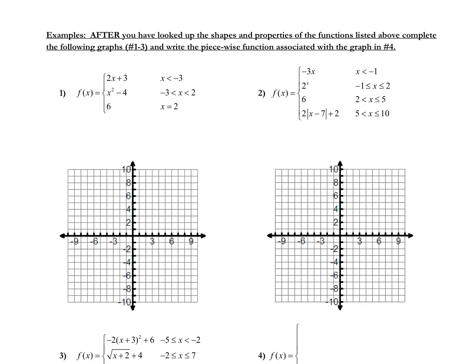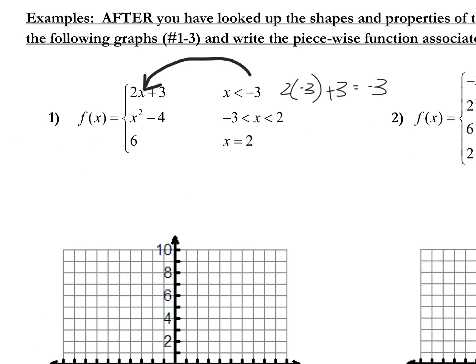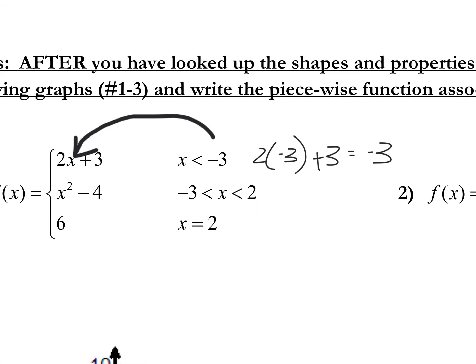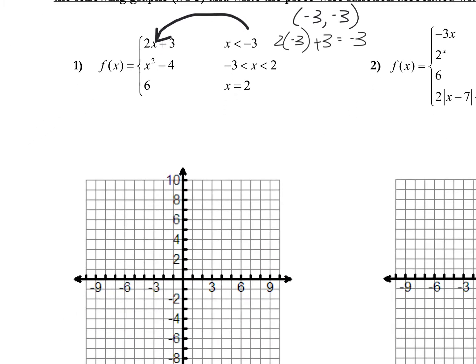So the way I'm going to start kind of tackling this is I'm going to take -3 and I'm going to plug it into the equation. So when I get 2 times -3 plus 3, I get -3. That means when I plug in -3, I get -3. And that's going to be my very first dot on this graph for just this piece of the equation. That's the only one that I'm going to be looking at right now.